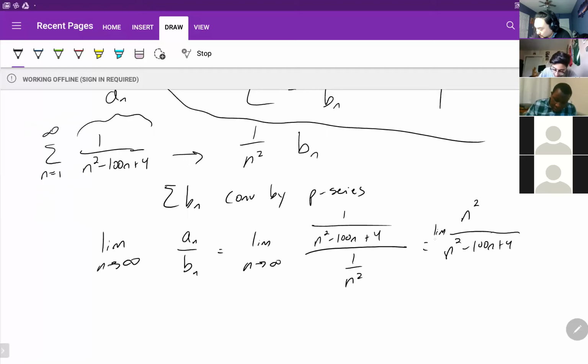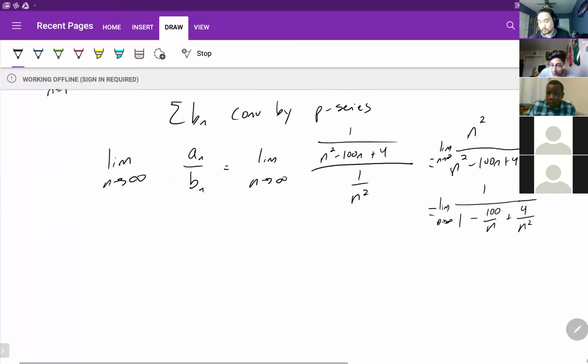N squared over n squared minus 100n plus 4. Oops, almost forgot my limit. This is going to equal, essentially I'm going to divide everything by n squared. So I get 1 over 1 minus 100 over n plus 4 over n squared. Take the limit as n goes to infinity. And this becomes 1, right? Because as we go to infinity, this goes to 0. This goes to 0. You're left with 1 over 1.